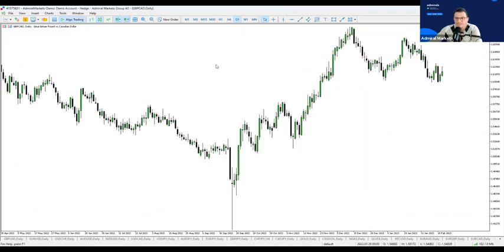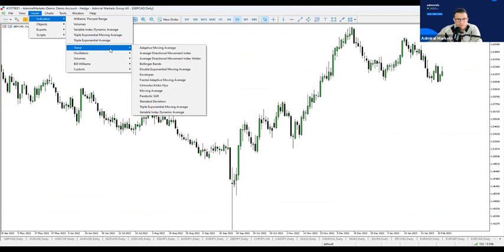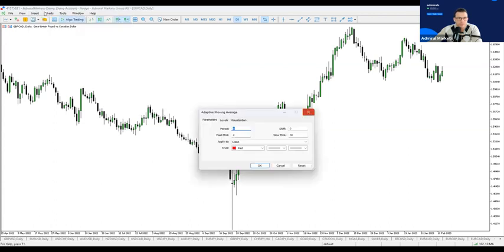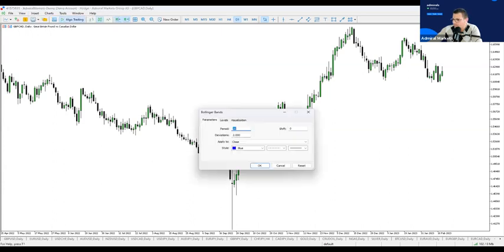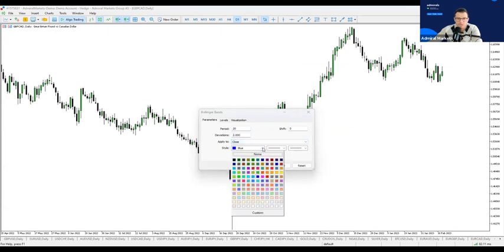So how do we insert the Bollinger Bands? We click insert, indicators. They are trend following indicators, so you're going to find them in the trend area. Trend, Bollinger Bands. So you can see the period is 20, the deviation is 2, applied to close, that's okay. And you can choose the color you want.